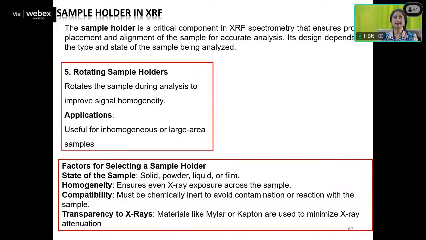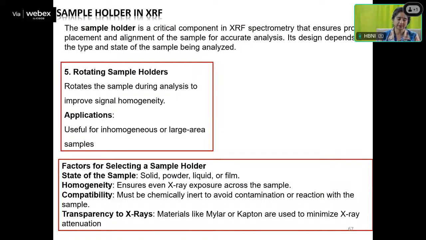And also there are rotating sample holders, where your sample holder will rotate slowly. How does it help? If the sample is inhomogeneous, then you can improve the signal by rotating the sample. If your sample is rotating like this, you will continuously be measuring at different places, and finally you can take the average of all these signals. So it will give you a better average value of the total sample.